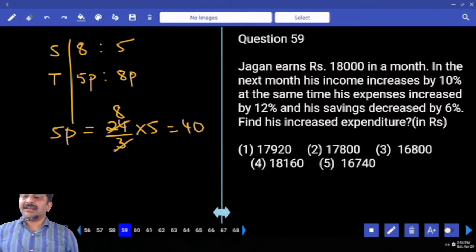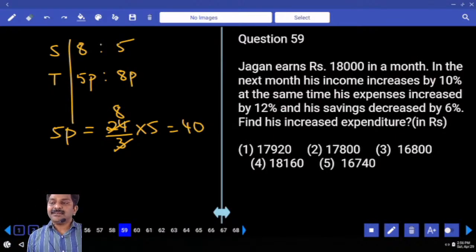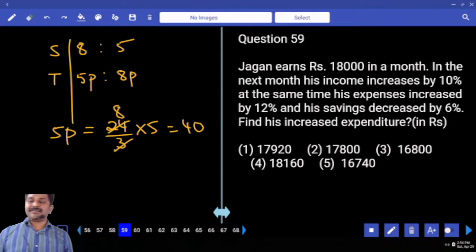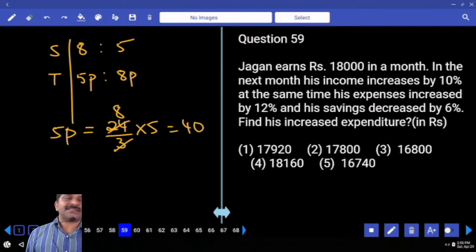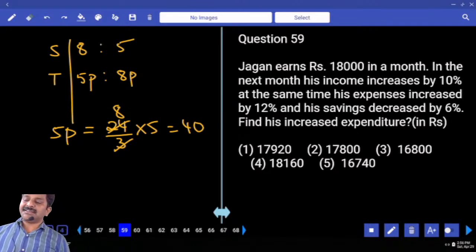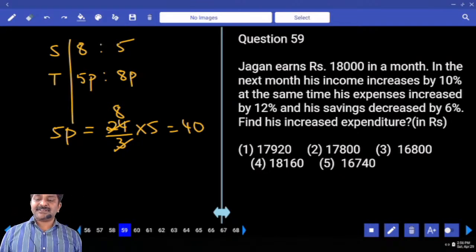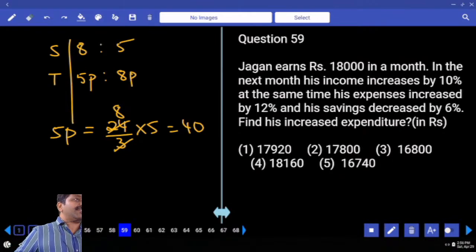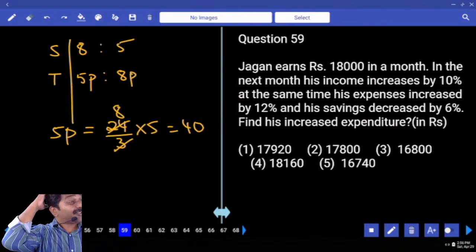Jagan earns 18,000 in a month. In the next month, his income increased by 10%. At the same time, his expenses increased by 12%, and his savings decreased by 6%. Find his increased expenditure. See, there are a couple of ways to answer the question.